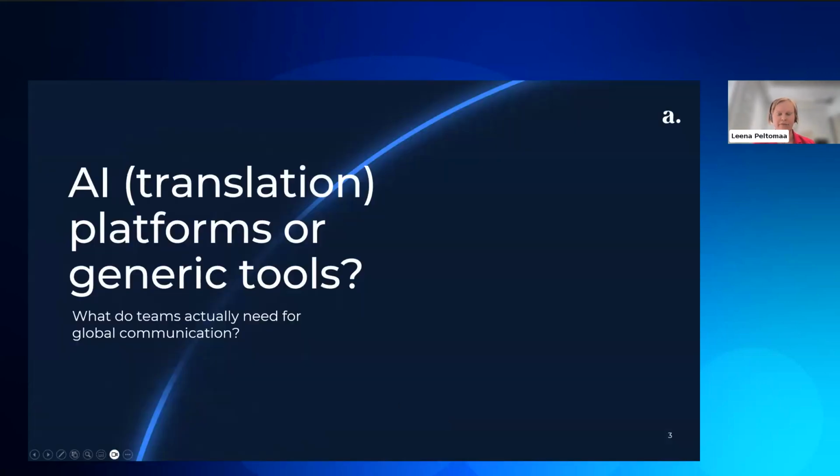Okay, let's dive into that question a little bit further. Does it make sense to use generic platforms like Copilot, for instance, or does it make sense to use for global communication tasks and translation tasks more specialized platforms? We can go to the next slide, please.